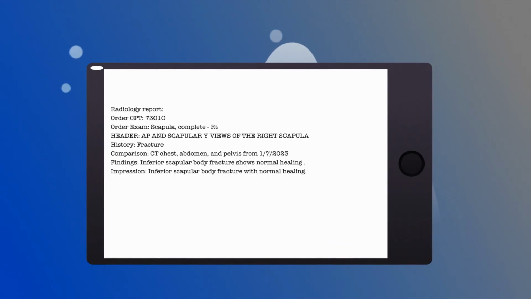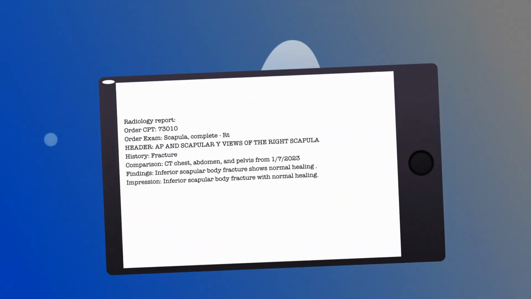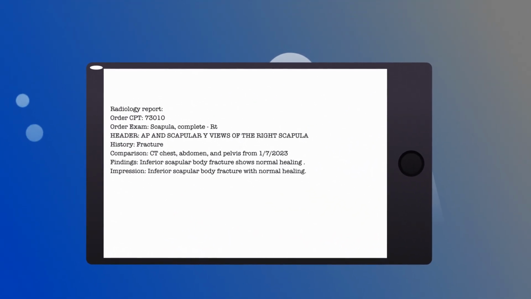Let's look at the views. AP view, lateral Y view. That's a total of 2 views. This qualifies for CPT code 73010, Radiologic Examination, Scapula Complete.